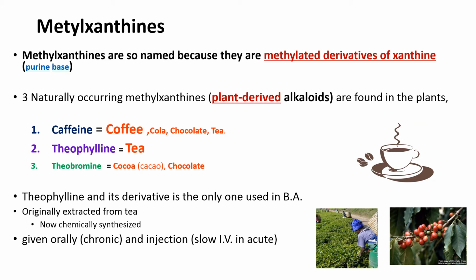One is caffeine, which is mainly found in coffee. One is theophylline, which is mainly found in tea, and one is theobromine, which is mainly found in chocolate or cocoa. But only theophylline and its derivatives such as aminophylline are used in bronchial asthma. Originally theophylline was extracted from the tea leaf, but now it is chemically synthesized.